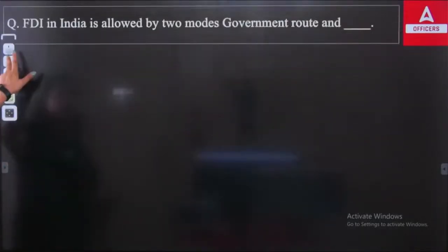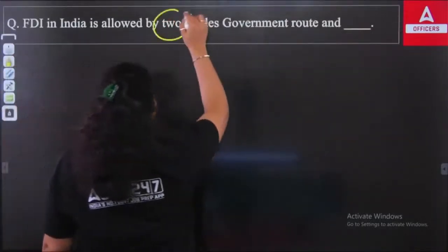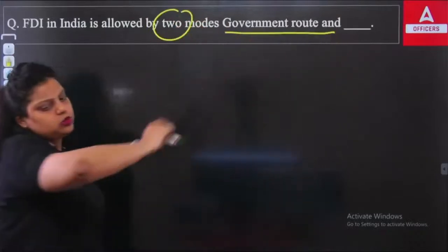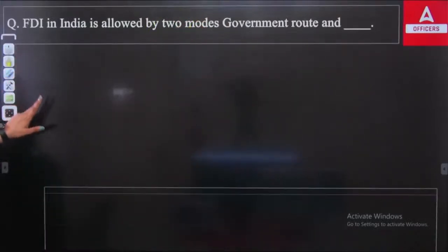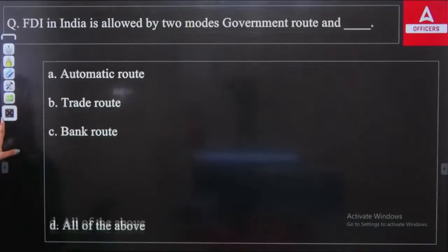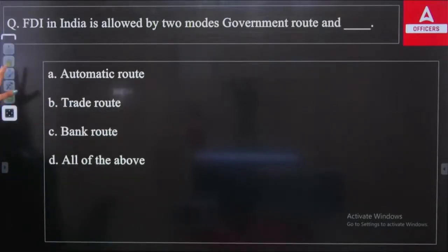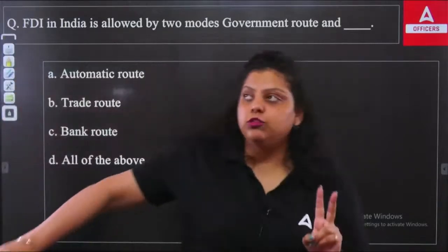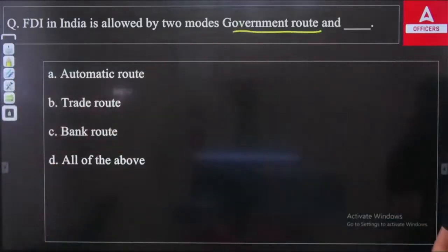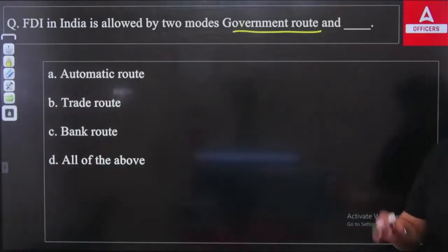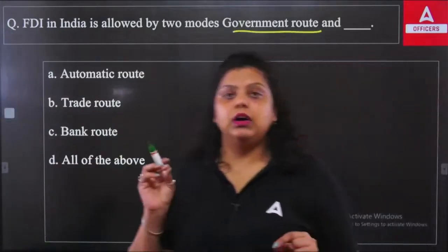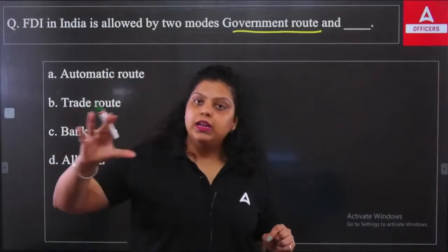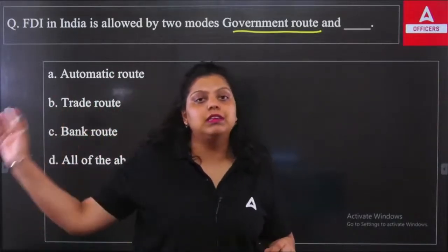Now FDI in India is allowed by two modes, government route and the dash one. So if any foreign company wants to come to India, they can come, but by a certain route that has been defined by the government. So FDI has two routes. As you can see, the first one is the government route. Government route means you need prior approval from the government. If the government has approved you, then you can come to India and start your business or invest in the country.